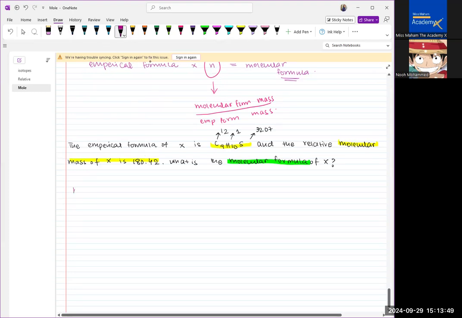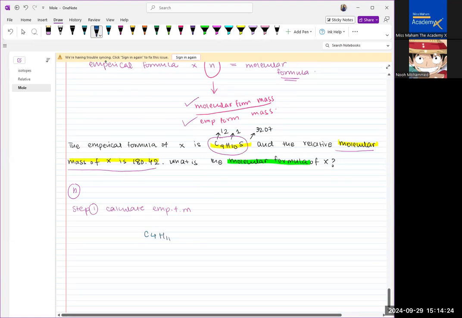So to find out N, what do we need? Molecular formula mass and empirical formula mass, right? They've already given us the molecular formula mass. Let's take out the empirical formula mass. Empirical formula mass कैसे आएगा? If this is the empirical formula, तो इसका mass निकालेंगे तो empirical formula mass आ जाएगा. So step 1, calculate empirical formula mass.